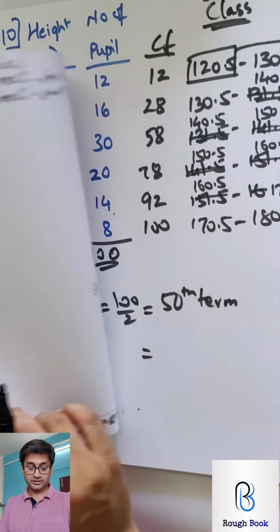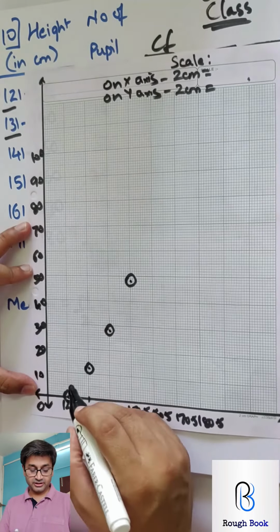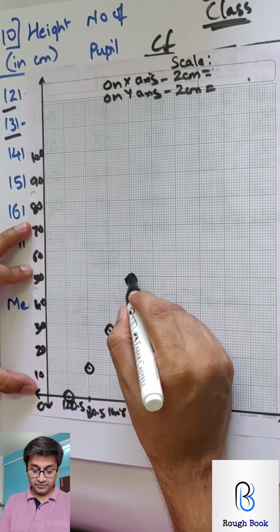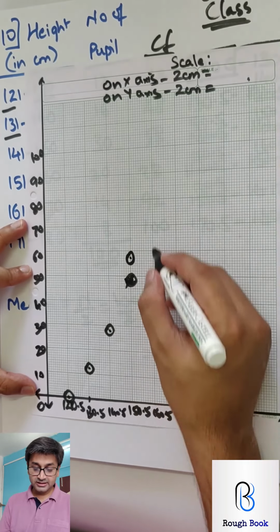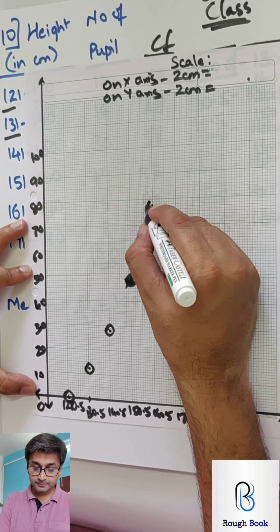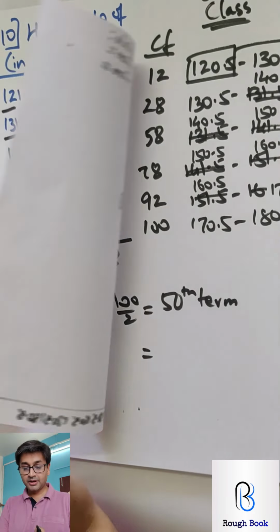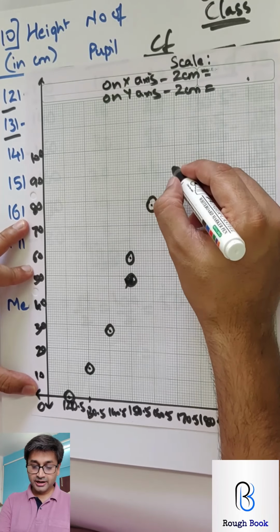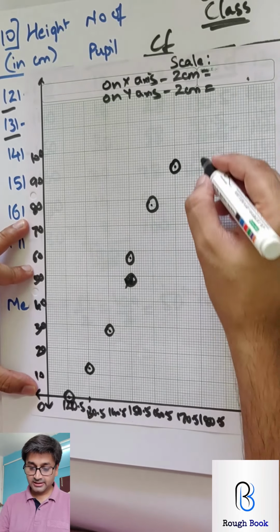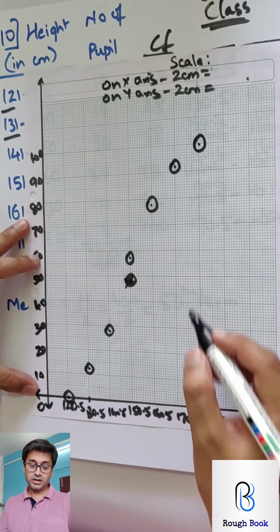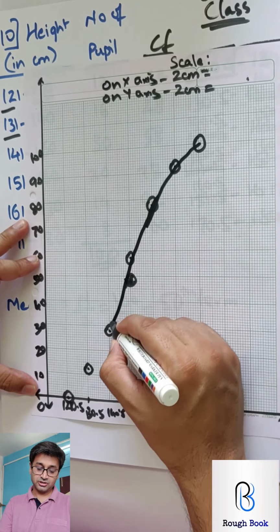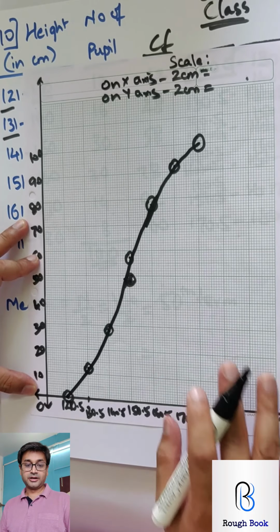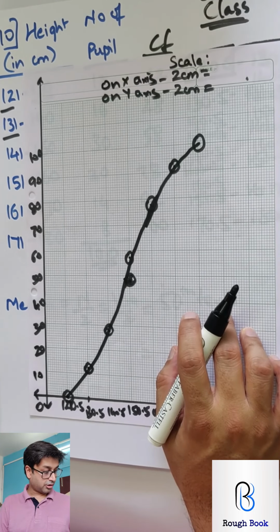Oh, I'm messing up, I think. 28, 58, 78. 28 is here, 58 is not this, this is 48. 58 will be here, and then 78 will be here, correct? 92 and 100, so 92 and then 100. Okay, let's draw the ogive, freehand, a smooth one, as much as possible.